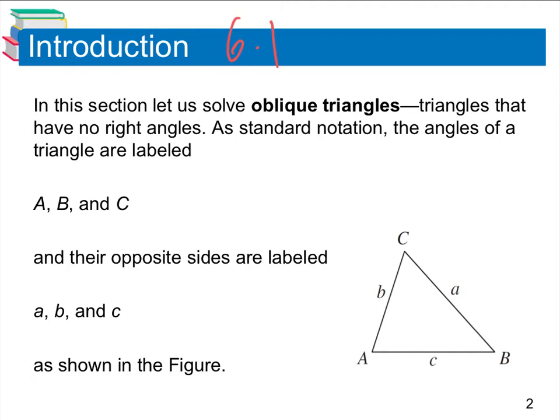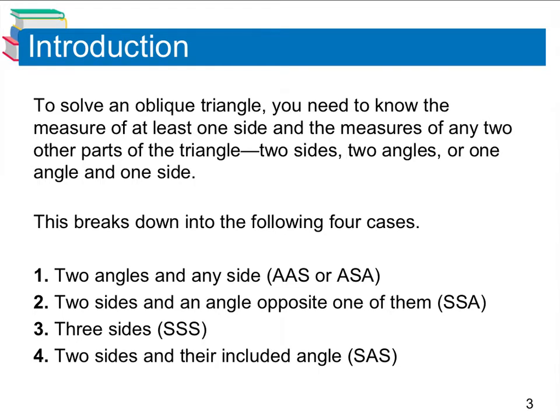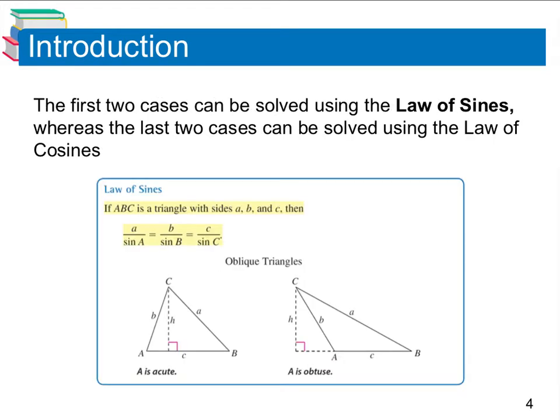So in a triangle, we have angles A, B, and C, which are our capital letters, and then we have sides a, b, and c, which are our lowercase letters. And then we have these formulas to help us solve our oblique triangles. This is our law of sines formula. We have a over sine of A is equal to b over sine of B is equal to c over sine of C. So we can use this to help us find whatever we're missing in our triangle.